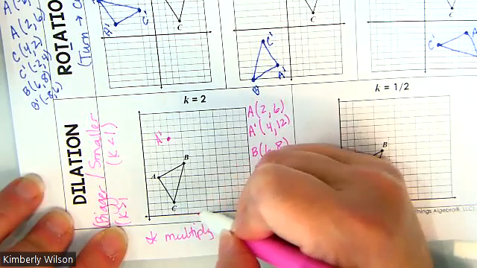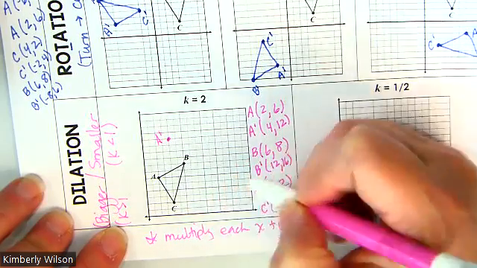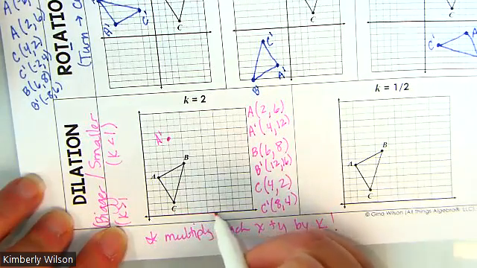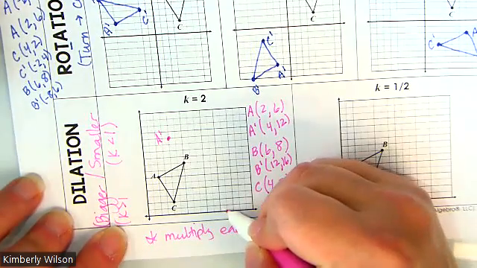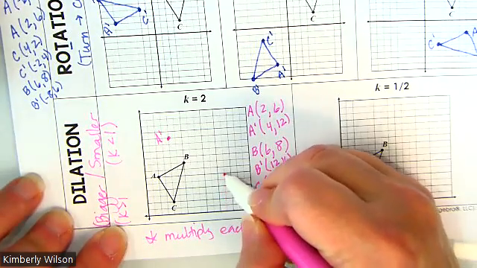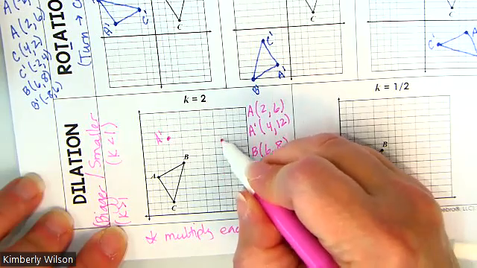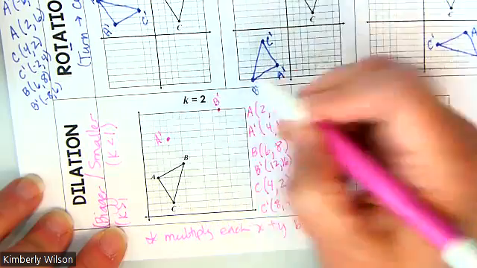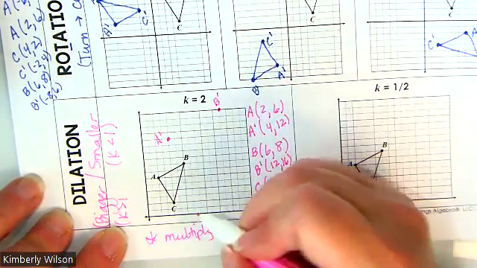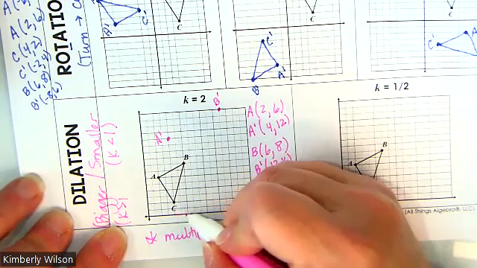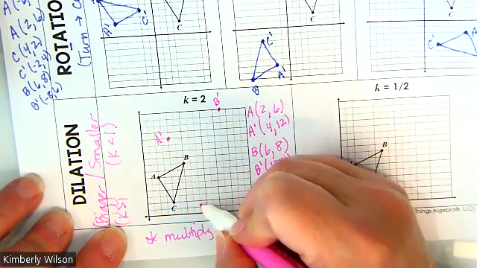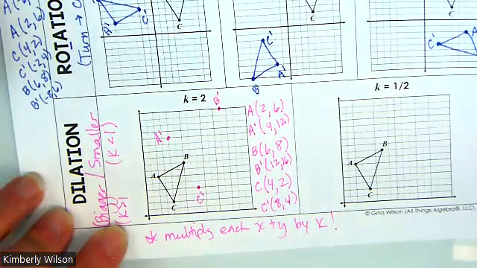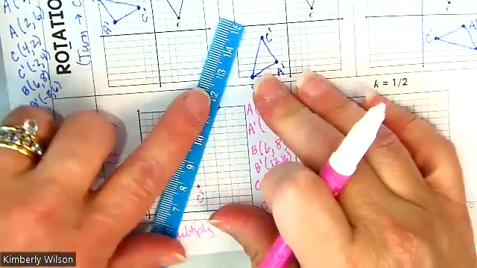2, 4, 6, 8, 10, 6, 7, 8, 9, 10, 11, 12. Can't count, obviously. 2, 4, 6, 8, 10, 12, 14, 16. There's B1, and C is 8, 4. 2, 4, 6, 8, 4. And now we play connect the dots.